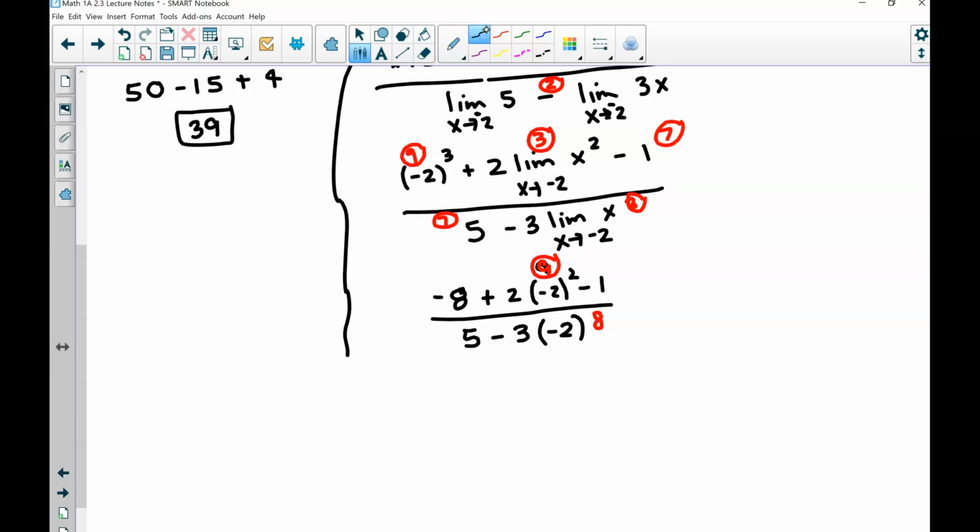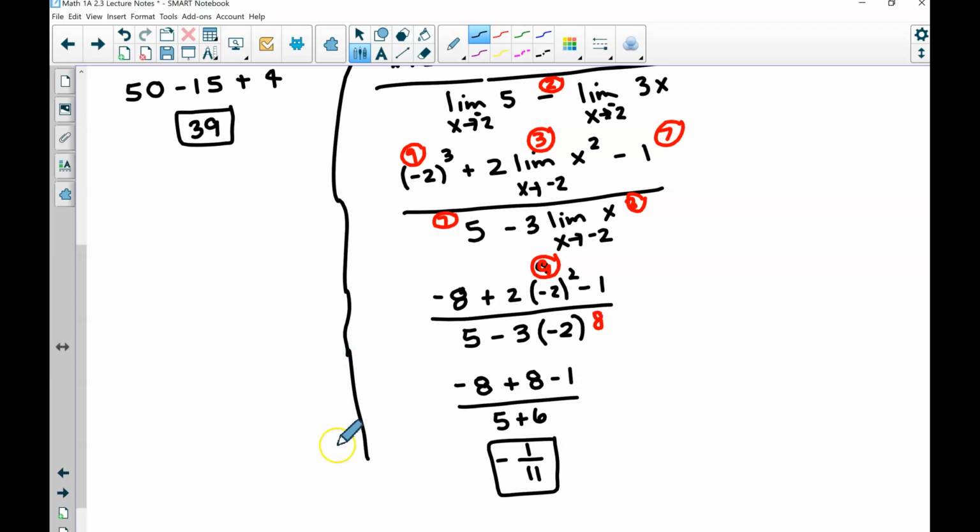And now we can just use order of operations. So we have negative 8, plus 2 times negative 2 squared, which is 4 times 2, which is plus 8, minus 1, all over 5 plus 6. And so therefore what's left is negative 1 over 11. And there we have the solution to part B.